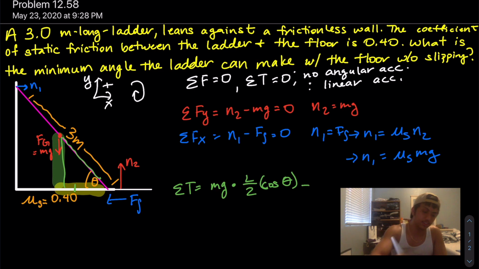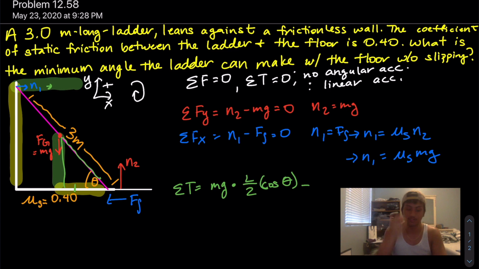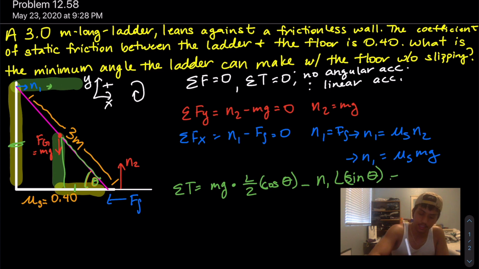And then now we have to look at N1, because that's the other part of the torque. This one is moving this way, so we have to go perpendicular to it. Contrary to the other one, we're using the full arm, so instead of L over 2, we're going to use L. From this theta, this is the opposite side, so we have to use sine. So it's the force N1 times L sine theta, and this has to end up equaling 0.